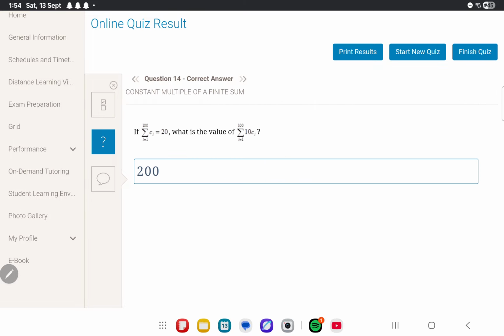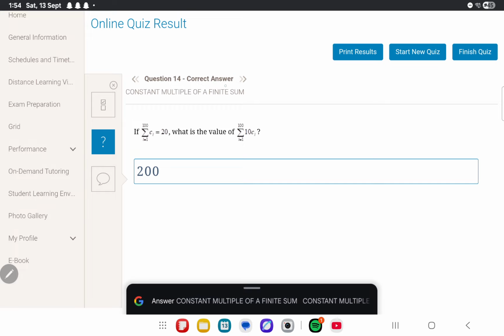This is easy. So you have the sum, you have whatever it gives you, and then they're just asking you to multiply it by 10. So 20, and then 20 times 10 is 200. There's nothing to explain here.